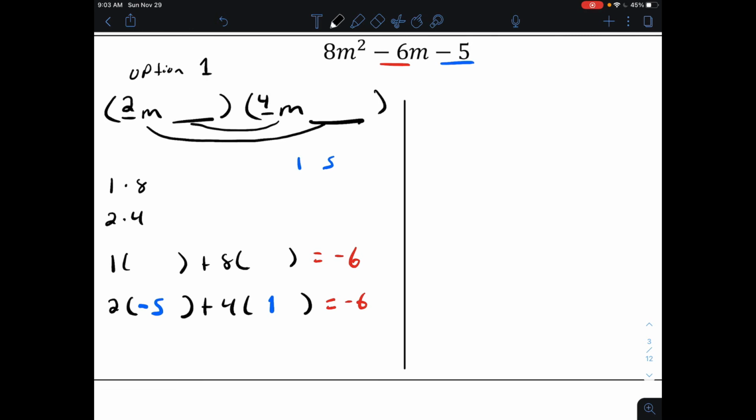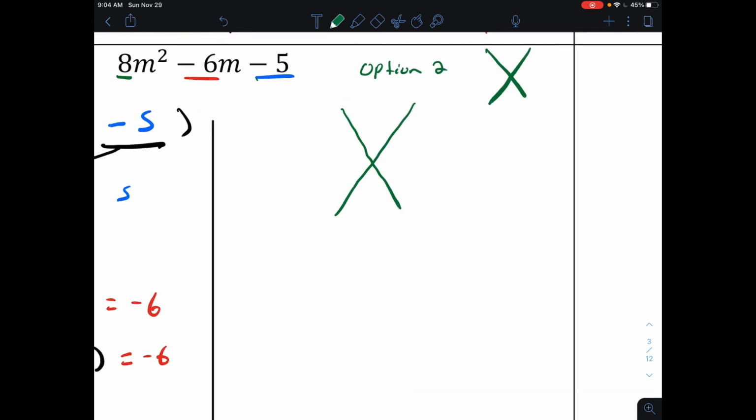The 4m would multiply to the second number in the first parenthesis, so I can see where my numbers go. So I've got to have minus 5 here and plus 1 there, and there's our factored form. All right, so option 2 is to use this x method.